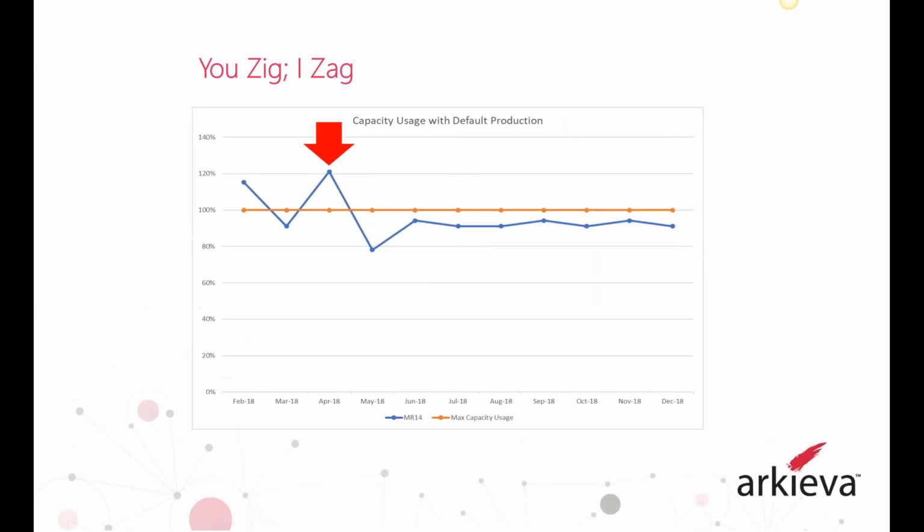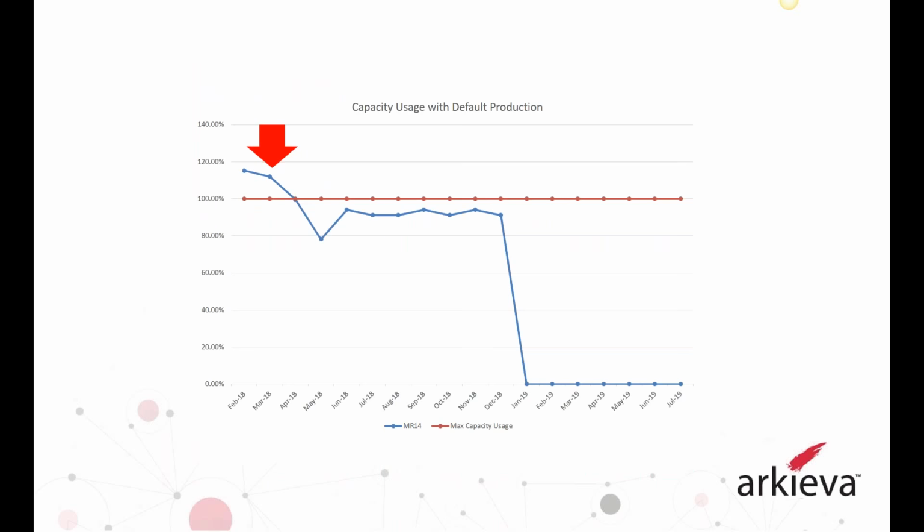So, this is the classic, and anyone who has done any supply chain planning knows this idea of you zig, I zag. You move something in one place, it has an effect somewhere else. So here, we were looking at a problem in the month of April. That's what is indicated by the red arrow. And obviously, the problem being that we were above 100% capacity usage. Now, that has just shifted to the month of March. So April's woes have shifted to March. And that's obviously going to be an issue.